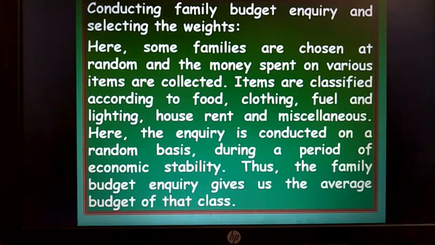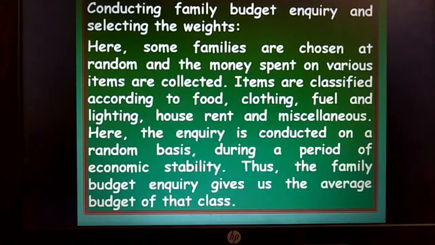It should not be biased. It should be unbiased. We should not specify these are the few families we will be taking into consideration. In that case, we will be knowing the budget of their families. Known families should be avoided and randomly the families have to be chosen. Then only it can be an unbiased study. So that here the inquiry is conducted on the random basis during the period of economic stability.